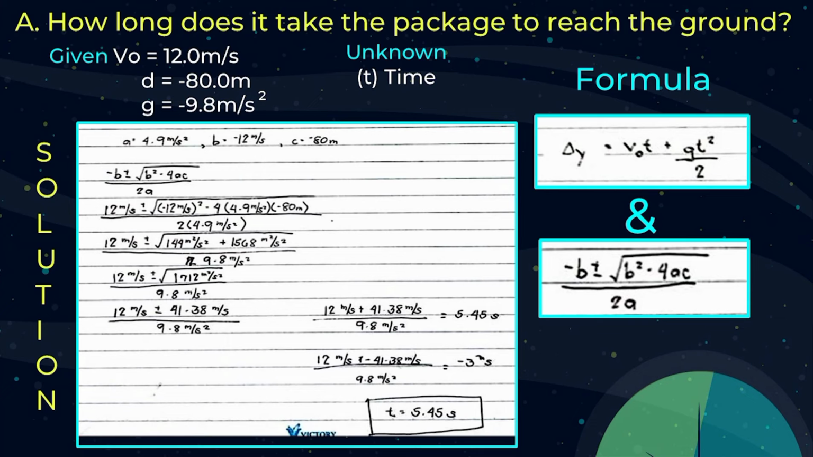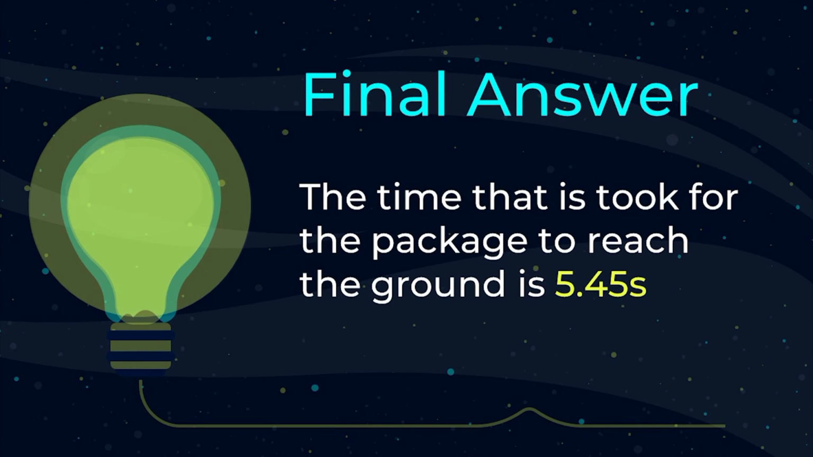Simplifying this, 12 meters per second plus 41.38 meters per second over 9.8 meters per second squared is equal to 5.45 seconds. And 12 meters per second minus 41.38 meters per second all over 9.8 meters per second squared is equal to negative 3 seconds. We disregard negative 3 seconds since time can't have a negative value, so the final answer is t is equal to 5.45 seconds.